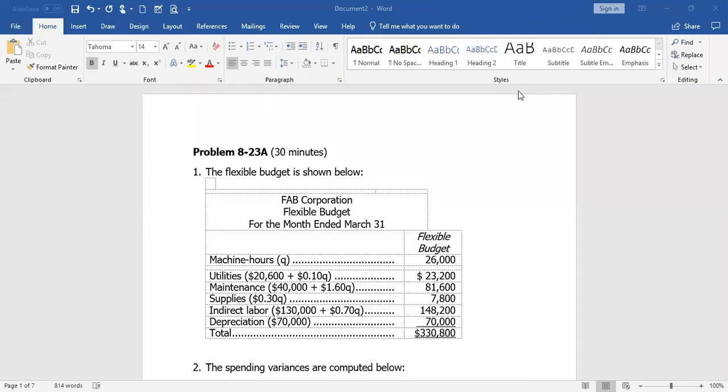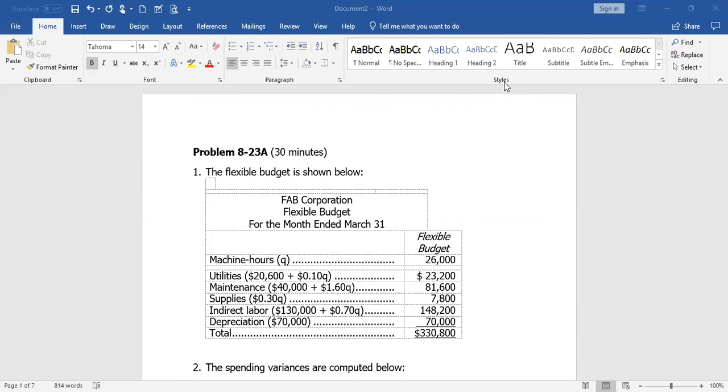Hi everyone. We are now going to look at two practice problems from your book. The first one we're going to look at is problem 8-23A, which is really demonstrating our flexible budgets and spending variances, the first part of the chapter.